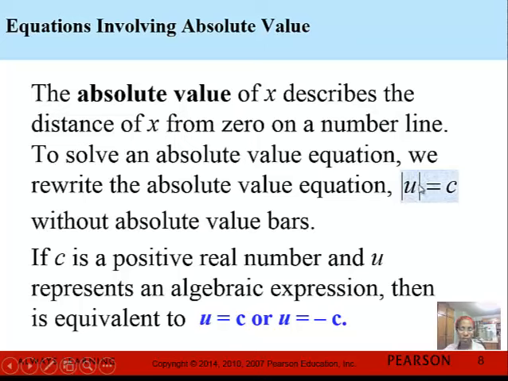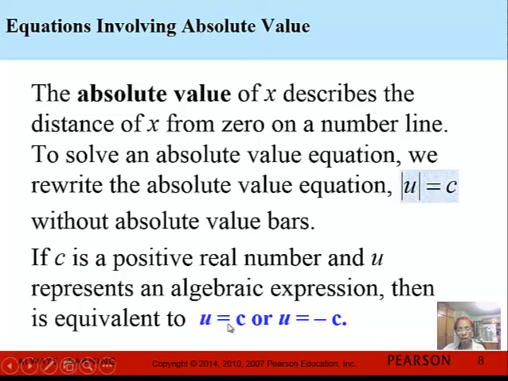To solve an absolute value equation, we rewrite the absolute value equation in an equivalent form without absolute value bars. Notice the format of this. c is the positive real number on the opposite side of the equation from your absolute value, which means that you have nothing but an absolute value of an expression. There's nothing being multiplied by the absolute value, nothing being added or subtracted or divided into the absolute value. So you want to make sure that your equation is in this form before you rewrite it.